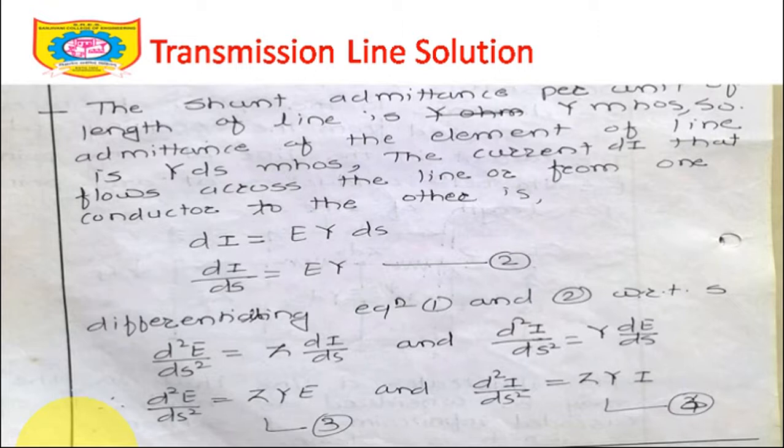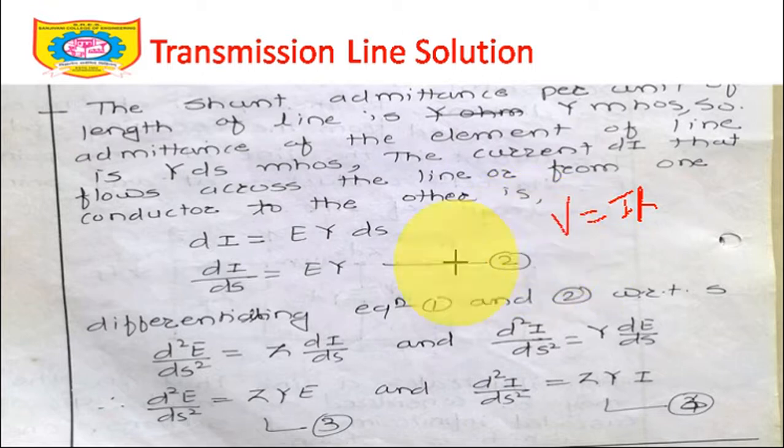The shunt admittance per unit length of the line is Y mhos per meter. So the admittance of the element of the line is Y ds mhos. The current dI that flows through the line conductor can also be represented using Ohm's law once again. V is equal to IR, so I is equal to V by R. I can represent it in terms of admittance: 1 by R becomes Y.